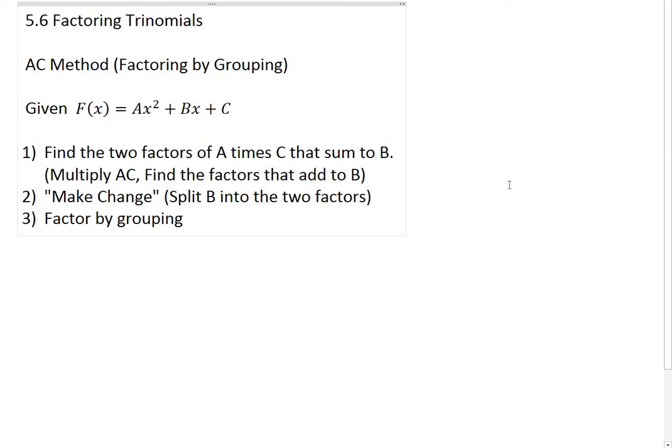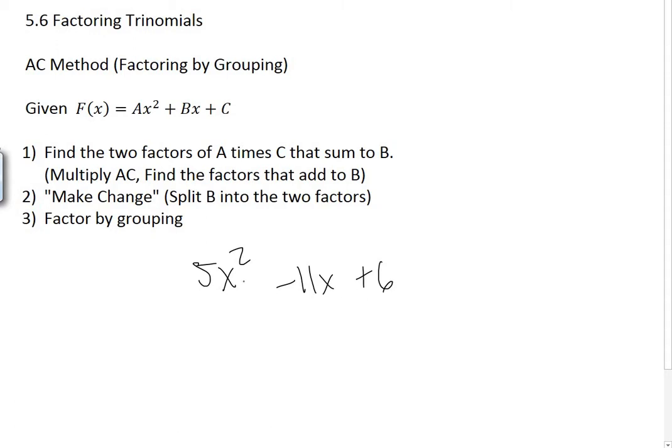But I want to assume that I'm just starting with a trinomial now, something like 5x squared minus 11x plus 6. The steps are multiply a times c. 5 times positive 6 gives me positive 30. Maybe write it off to the side. It's not going to change my polynomial. That's just the first step, or part of the first step. Now I got to look for the factors of 30 that add to negative 11, that add to b.